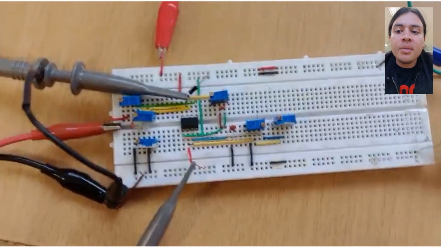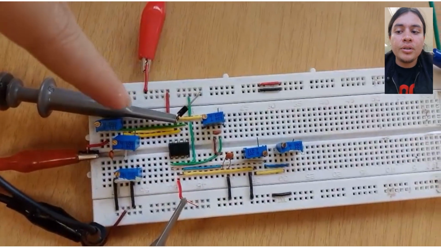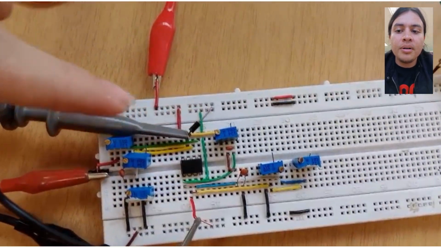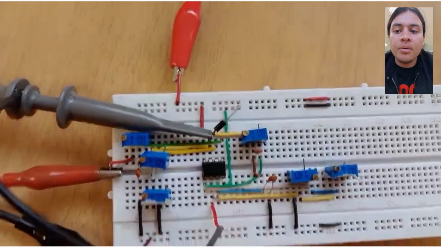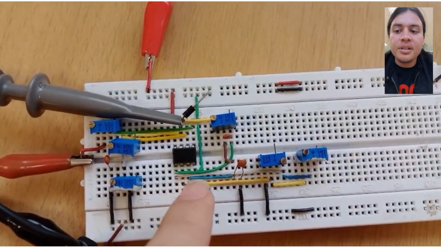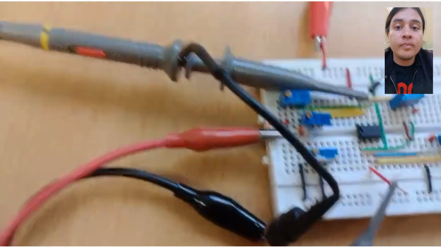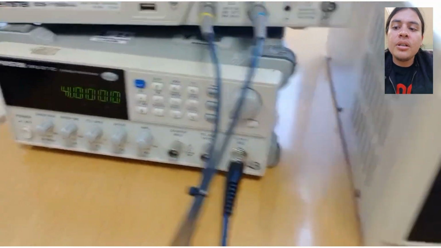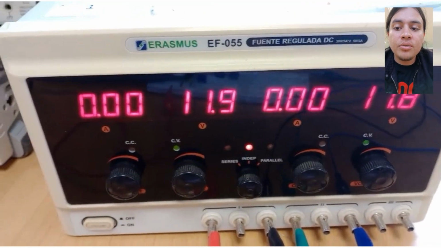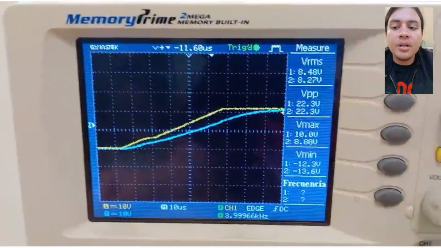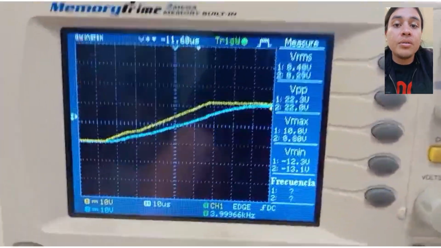As we can see on this breadboard, we have the following configuration. On the top part we have a first-order non-inverting amplifier circuit, and on the bottom part we have a second-order Sallen-Key amplifier circuit powered by plus minus 12 volts. The yellow signal corresponds to our first-order filter and the blue one to our second-order filter.